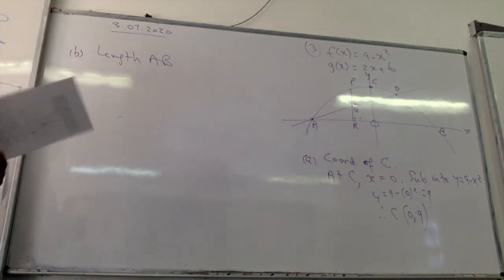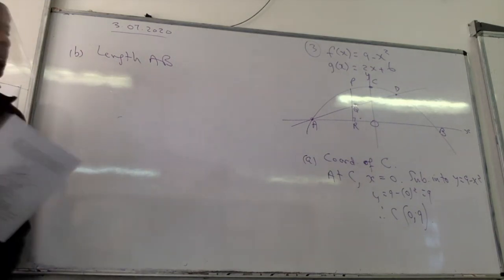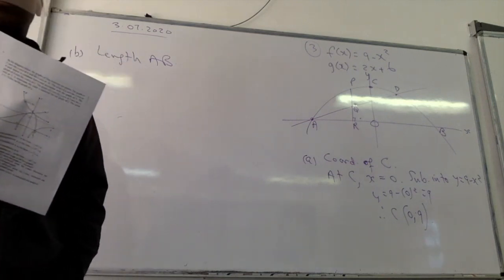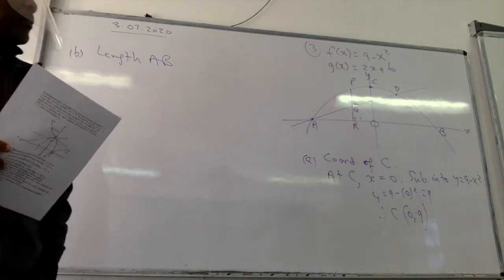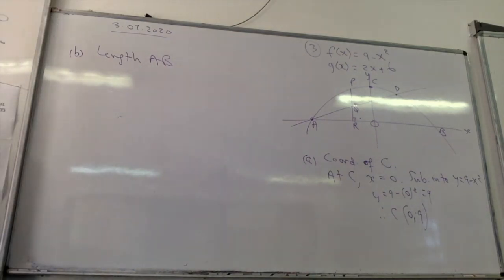It says find the length AB. Do you take a ruler and measure? No. So how do we find the length AB? First, you need to know where A is and where B is, right? Who can tell me where they are? They are on the x-axis. We can turn that into a math statement. A and B are on the x-axis. You won't write that. What are you going to write?